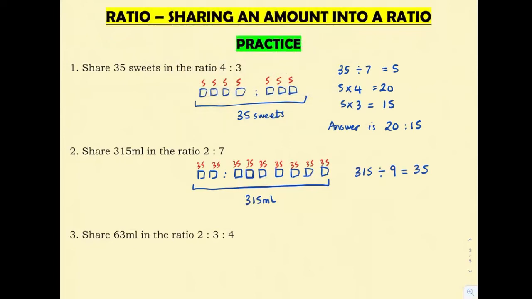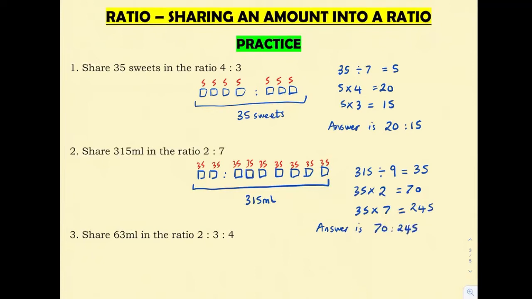And now I just need to work out how many I would have in 2 parts. So 35 times 2 is 70, and 35 times 7 is 245. So the answer is 70 to 245.